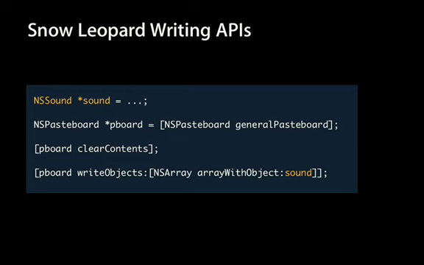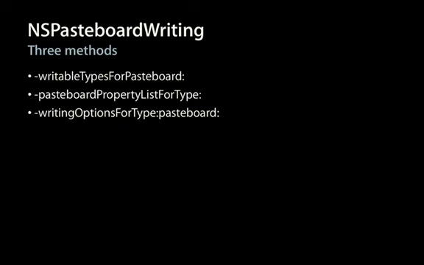Now, how do your objects play along? Well, that's the NSPasteboardWriting protocol. 3 methods to implement. writableTypesForPasteboard: in that method, you return an array of UTIs of the types your object is willing to provide to the pasteboard. And again, the order of that array is important. The richest type should be first. pasteboardPropertyListForType: is where you get asked for a type and you return the appropriate information that should be on the pasteboard.